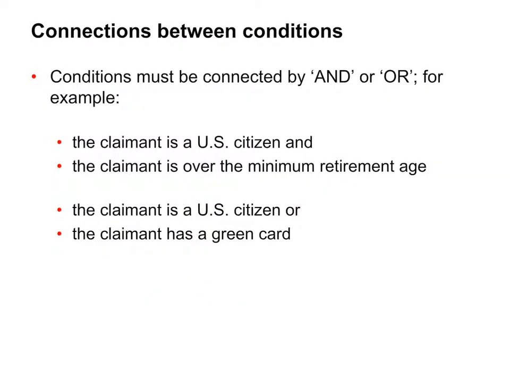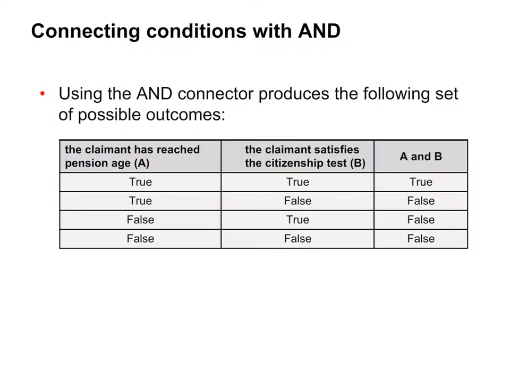Where a rule contains multiple conditions, they must be connected by either an and or an or to clarify the logical meaning of the combined conditions. For example, the claimant is a US citizen and the claimant is over the minimum retirement age. On the other hand, the claimant is a US citizen or the claimant has a green card. So let's take a look at the logical meaning of the AND connector.